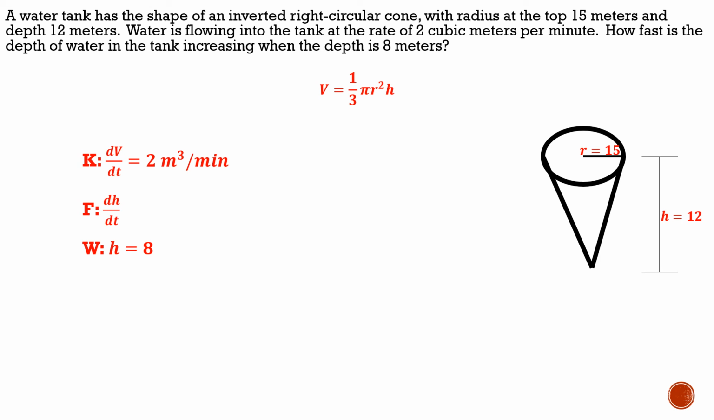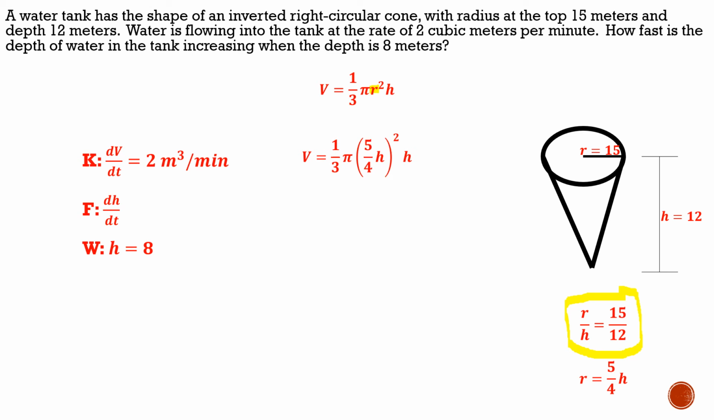That's the volume of a cone. Notice I don't want this R in my problem, because I have nothing that relates to R in my know, find, when. So I'm going to set up a relationship between R and H, a similar triangle ratio situation. R is to H as 15 is to 12. In other words, R equals 5/4 H if I multiply both sides by H.